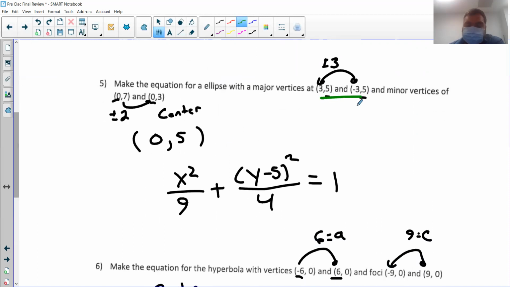Same concept here. It's going to be in between the major vertices, so I could get my x's and y's. And then the distance gets me my a and b.